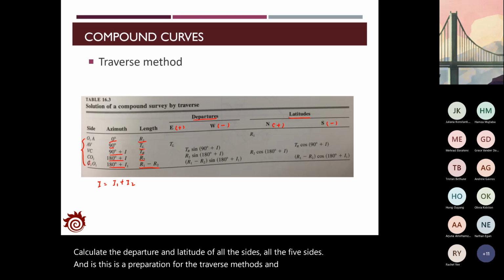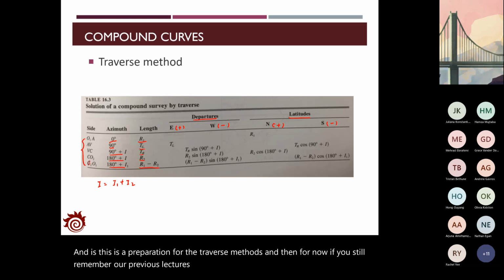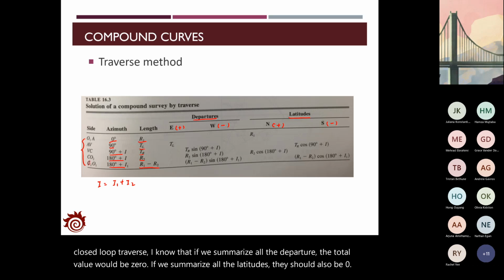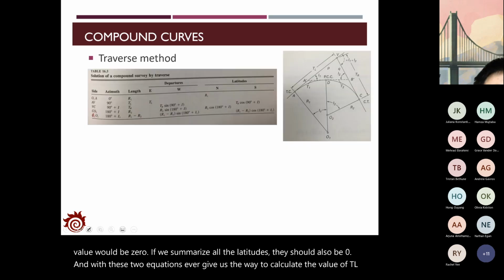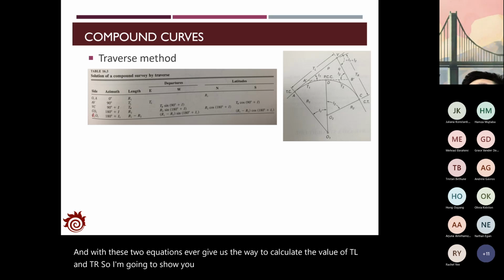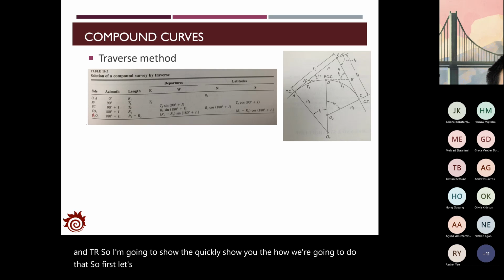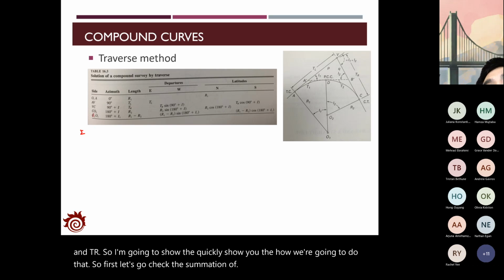Then if you still remember our previous lectures about the property of the closed loop traverse, you know that if we sum all the departures, the total value would be 0. If we sum all the latitudes, they should also be 0. And with these two equations, we can calculate the values of TL and TR. So I'm going to quickly show you how we do that. First, let's check the summation of the latitude.